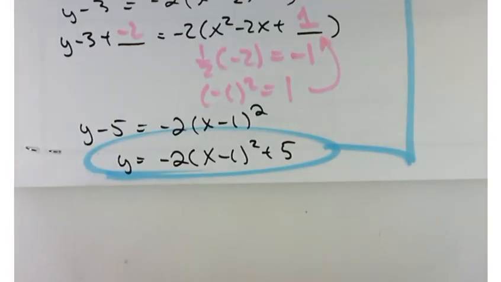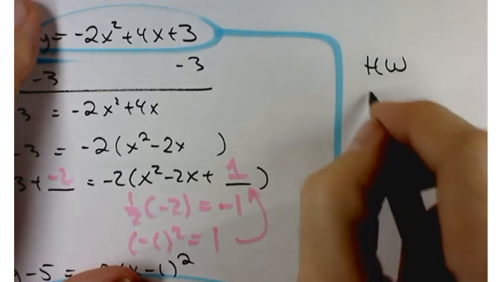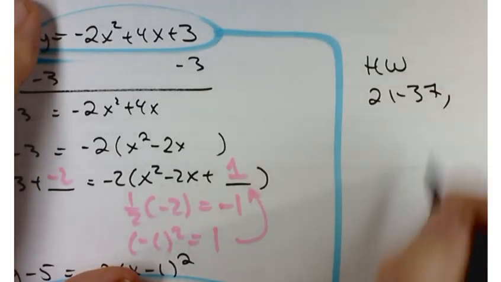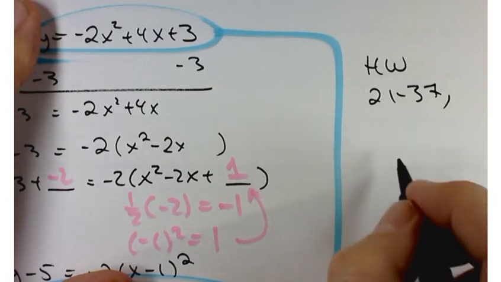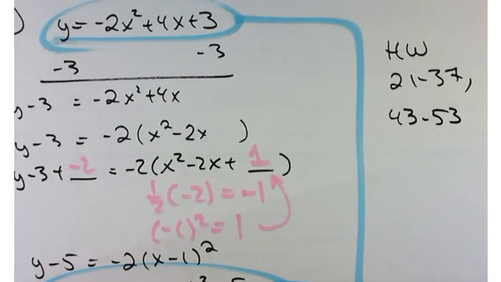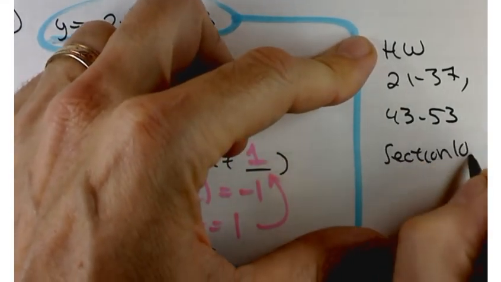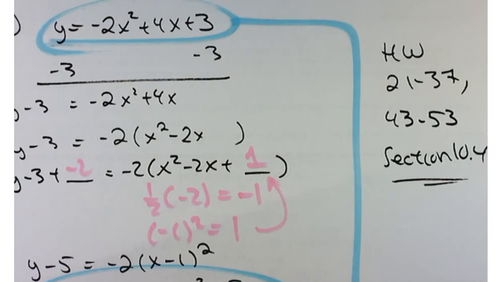Okay, how are we looking on that one? Good? Thumbs up? For homework, try 21 through 37 and 43 through 53. That's section 10.4. Now there's other things that aren't in the video that you're going to see with this one, but there's a whole other video online for this section.